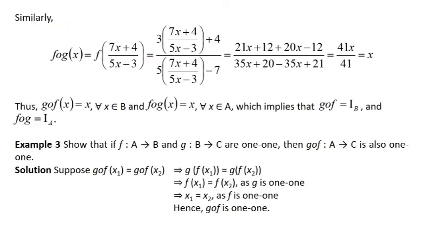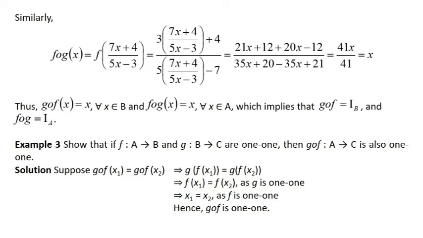So after simplification we get it is equal to x. Thus fog of x is equal to x for all x belongs to B, and gof x is equal to x for all x belongs to A, which implies that gof is equal to IA and fog is equal to IB.